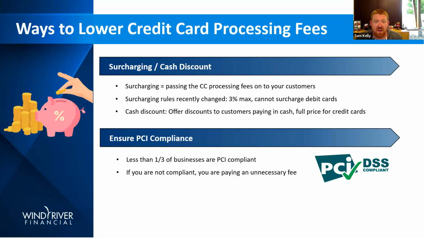Something that we hear a lot in the market right now: surcharging and cash discounting. Surcharging is where you pass the credit card fee on to your customers. A cash discount is where you build that fee into your overall cost and then offer a discount if the customer pays with cash as opposed to credit cards. Visa has made some recent changes to the surcharging rules, and I think there's not a lot of education out in the marketplace. The max you can now surcharge is 3%.